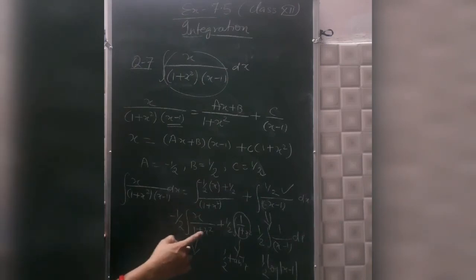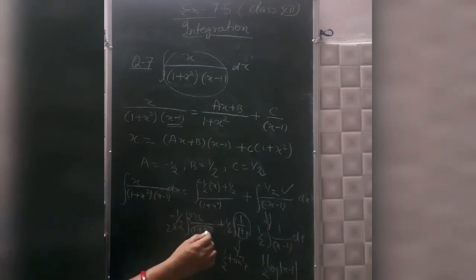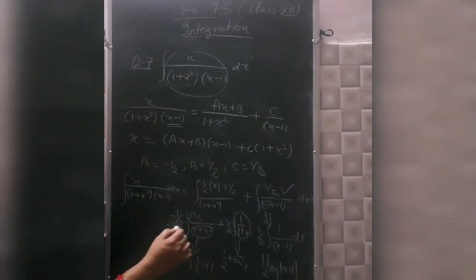Means you will first make the derivative of the denominator. Derivative of 1 plus x square is 2x. You can multiply and divide it by 2. Then you can put 1 plus x square is equals to t. It becomes dt. Means you can use integration of 1 by t into dt. And this 2 into 2 becomes minus 1 by 4. And after that you can find the integration of this.